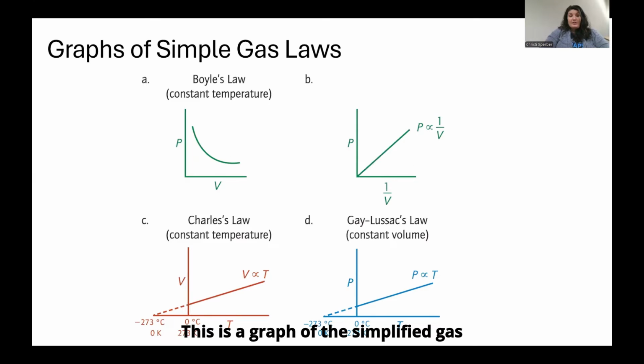This is a graph of the simplified gas laws. You can see that with volume on the x-axis and pressure on the y-axis, it's not a linear relationship for Boyle's law. But if you have 1 over volume, so the inverse of volume, you get a linear relationship. So we know that pressure is inversely related to volume. We also see that as volume increases, temperature also increases for Charles' law, according to the graph, and then pressure is directly proportional to temperature. As pressure increases, so does temperature.